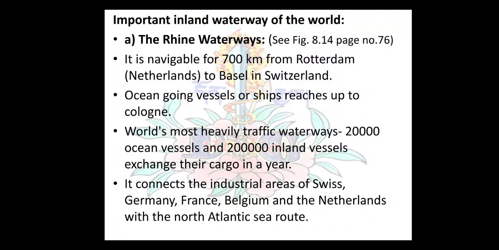So what is the significance of this Rhine waterway? It connects the highly industrialized European countries. If you talk about Europe, we have many countries, but usually Western European countries are more advanced and more developed socio-economically. This particular inland waterway connects the highly industrialized European countries such as Switzerland, Germany, France, Belgium, and Netherlands. So that is the significance of this particular Rhine waterway with the North Atlantic sea route.